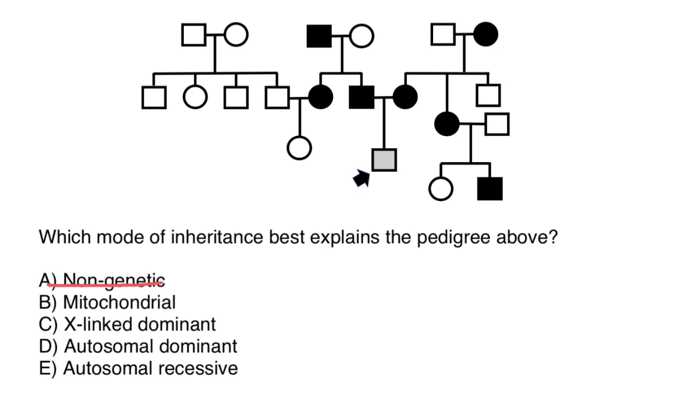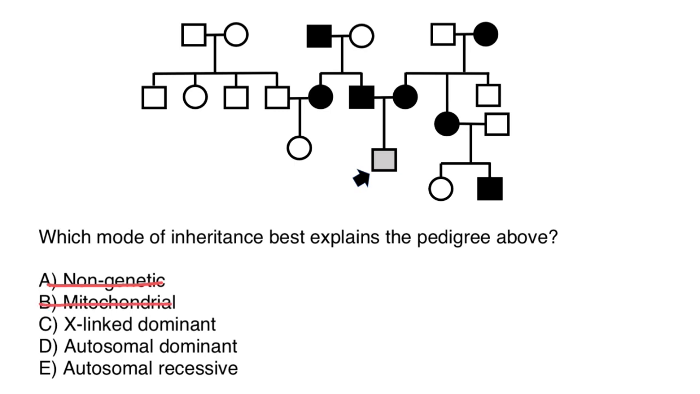Let's check other variants. Why is it not mitochondrial? Because if a mother has a mitochondrial genetic disorder, 100% of her children should also have this genetic disorder. But we see here, out of 3 children, 1 doesn't have it. Here's another example. Mother has this genetic disorder and her daughter doesn't. Here's another example. So 100%, this is not a mitochondrial genetic disorder.